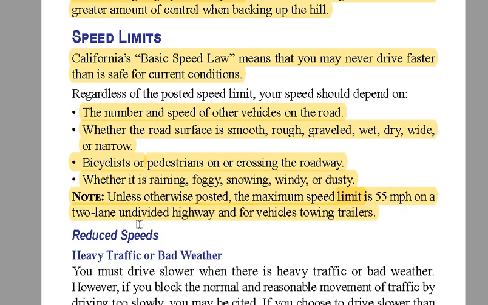And then on this last one, note, unless otherwise posted, the maximum speed limit is 55 miles per hour on a 2-lane undivided highway and for vehicles towing trailers. So good to know. So the two-way is going to be 55 even if you don't see a speed limit sign telling you what's up. And the word on that one is undivided, right over here, undivided.